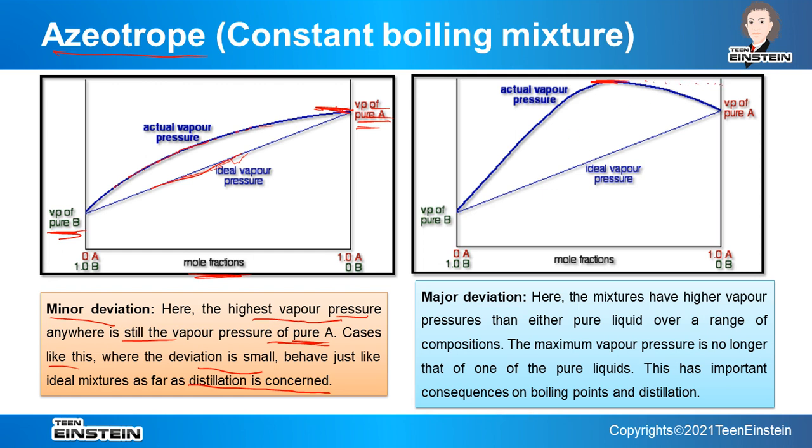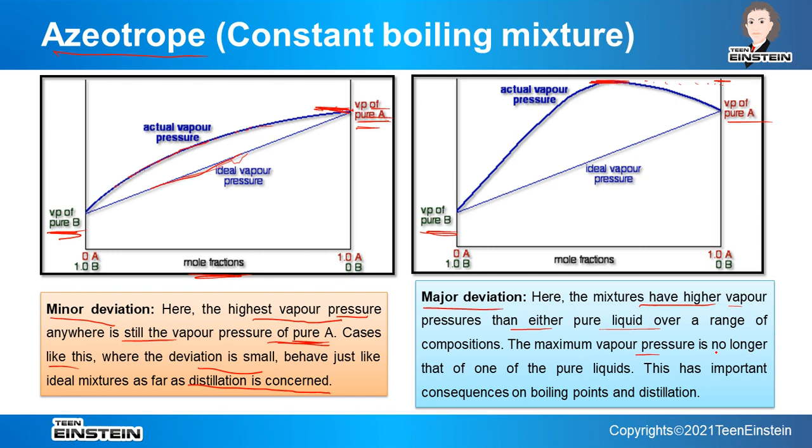But if you look at the second picture, now the maximum point in the vapor pressure curve is exceeding the vapor pressure of pure A. So now it is greater than the vapor pressure of A. So here the mixture has a higher vapor pressure than either pure liquid. Whether you compare with the vapor pressure of A or B, obviously if we don't consider B, it is fine because here the vapor pressure of A is high. But the maximum point is even greater than the vapor pressure of pure A. So if this type of situation arises, then we have to consider it as a major deviation.